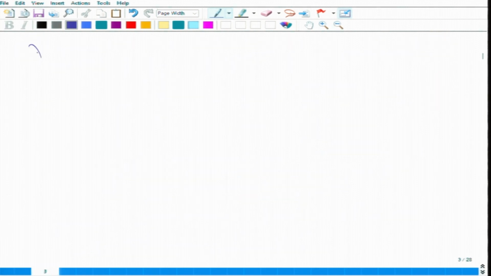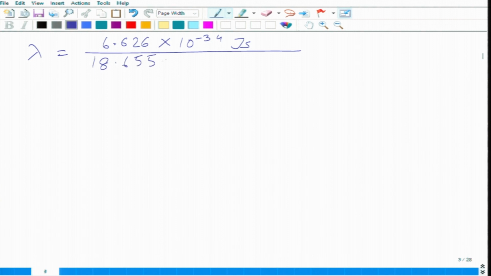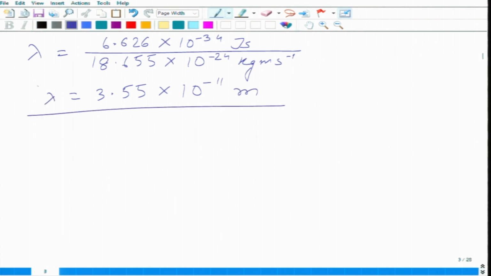So if we put this value in the equation of wavelength, we get 3.55 into 10 to the power minus 11 meters. This is the wavelength of the electron. So let's see another question.